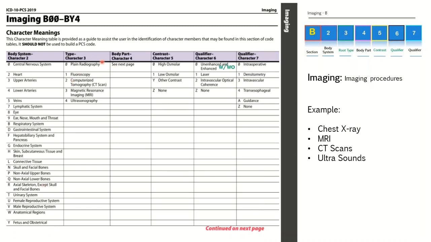Then your root type, you've got five: plain radiography, fluoroscopy, CT scans, MRI, and ultrasound. And then your body parts, we'll take a look at it on the next page. And then you've got your contrast. Contrast can be defined as high osmolar, low osmolar, other contrast, or none.